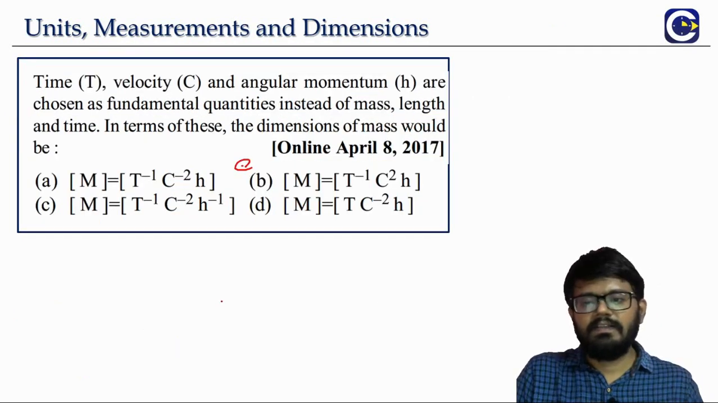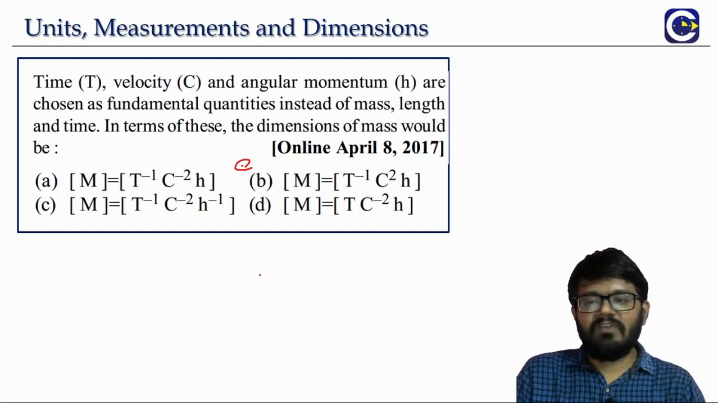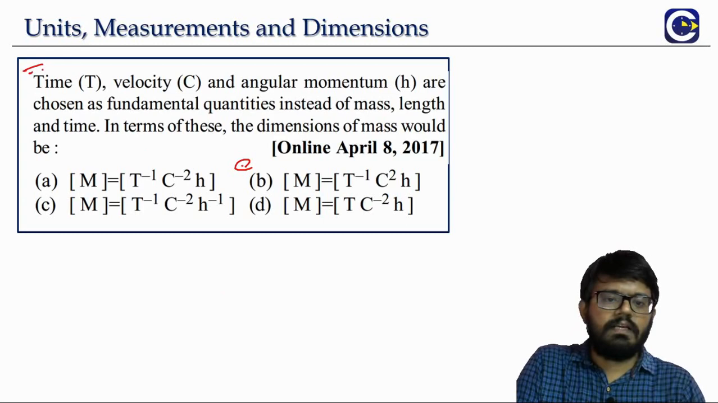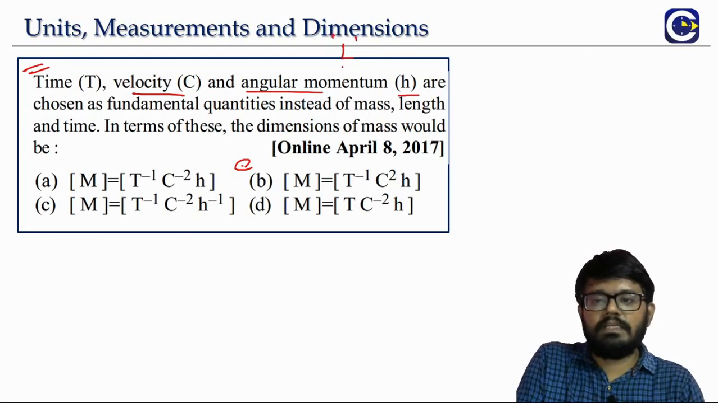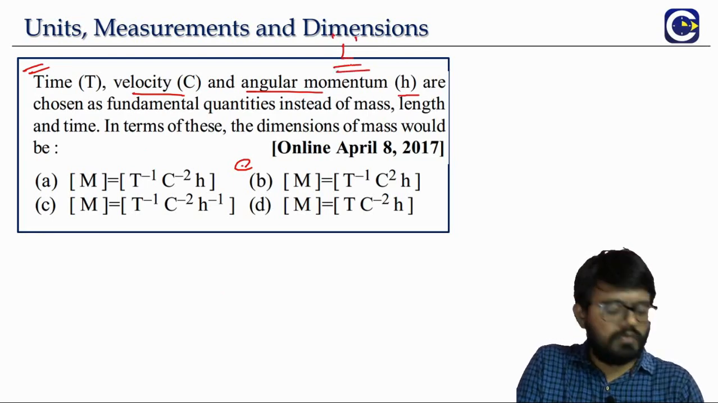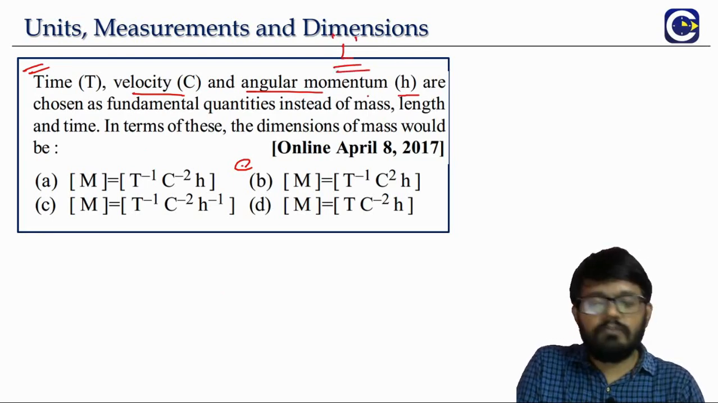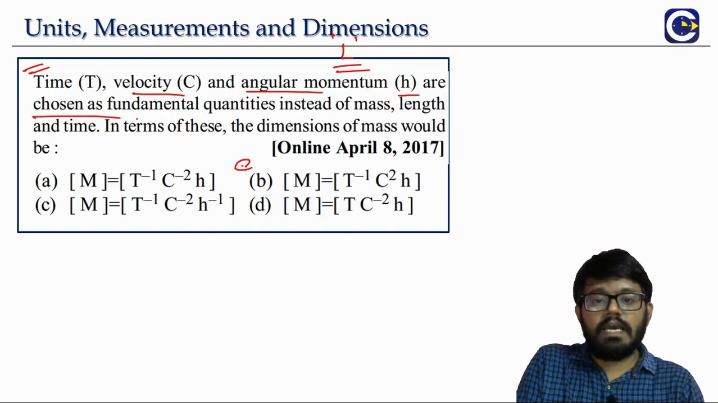Okay, next we have one more question on the dimensional approach. Time t, velocity c, and angular momentum h. See, generally angular momentum we will represent with the symbol L, but since we might confuse L with the dimensional symbol for length, that's why they have given it a different notation. They are chosen as the fundamental quantities instead of mass, length and time.